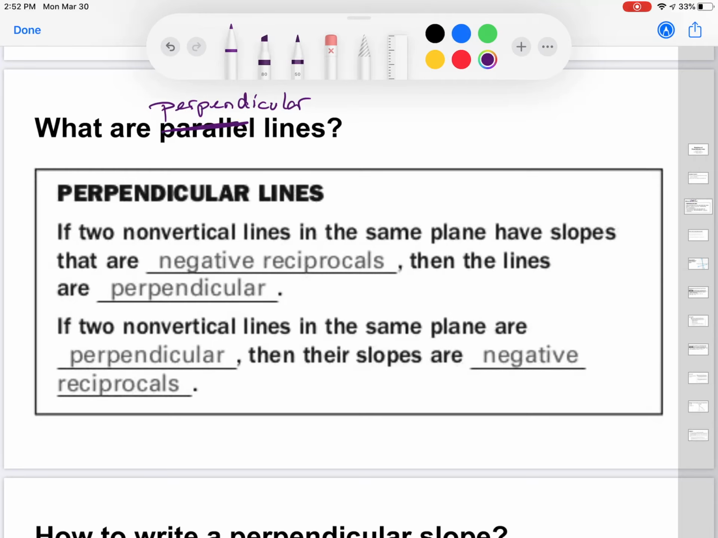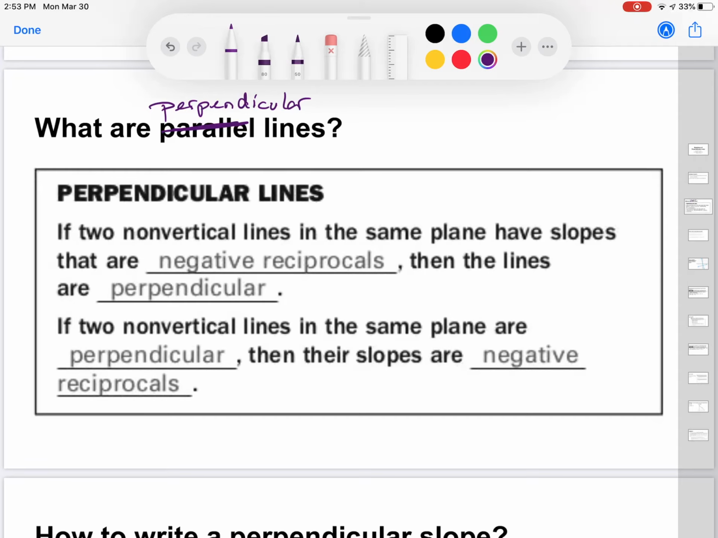Now, if I'm looking at the slopes in the coordinate plane, or even from given equations, two non-vertical lines in the same plane have slopes that are negative reciprocals. Well, if that's the case, then the lines are perpendicular. And by negative reciprocals, we can also refer to that as opposite reciprocals.